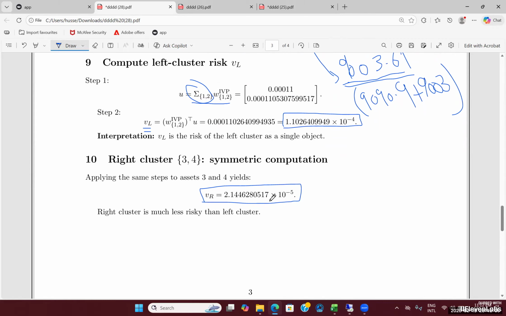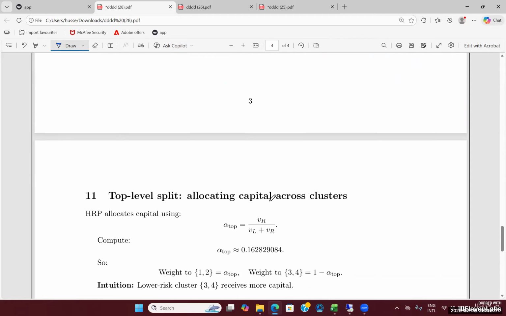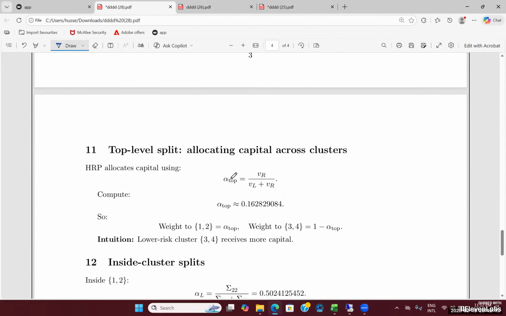Consequently, due to this reduced risk, our expectation is to assign a substantially larger portion of capital to this particular segment. The crucial question then becomes, how do we accurately determine the exact amount of capital that has been allocated? Our calculation involves taking the variance of the right-hand cluster and dividing it by the total variance, which is the sum of the variances from both the left and the right clusters.